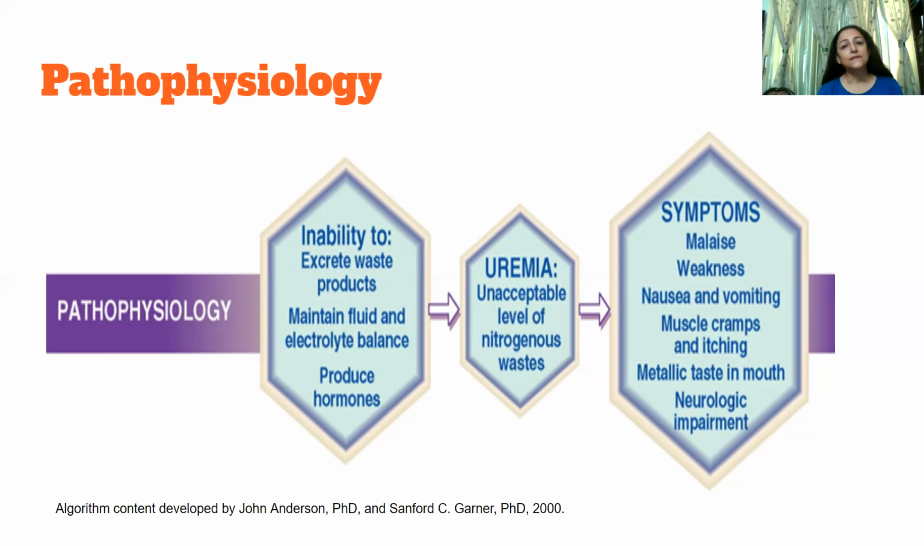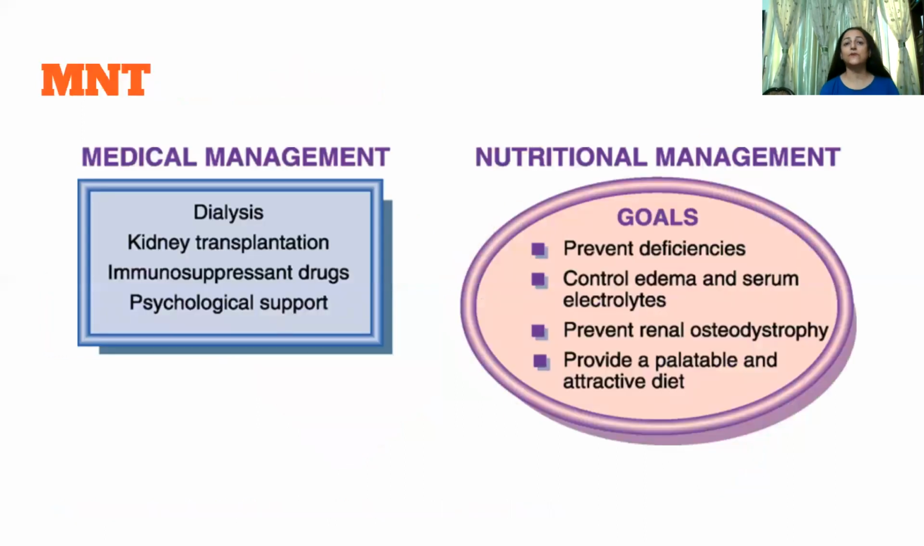Now what will be the symptoms of this problem? Once the patient reaches this stage, there will be malaise, weakness, nausea and vomiting, muscle cramps, itching all over, a metallic taste in the mouth, and some neurological impairment can also be seen. Once the patient reaches this level, as I had already told you, medical nutrition therapy will change. So how does the medical management change?